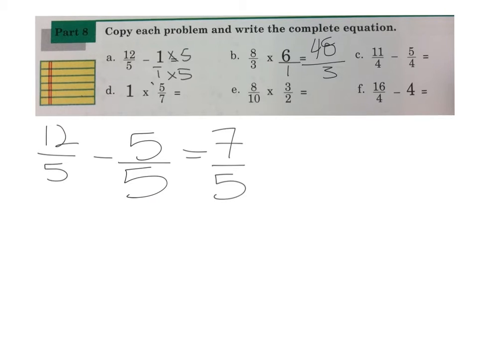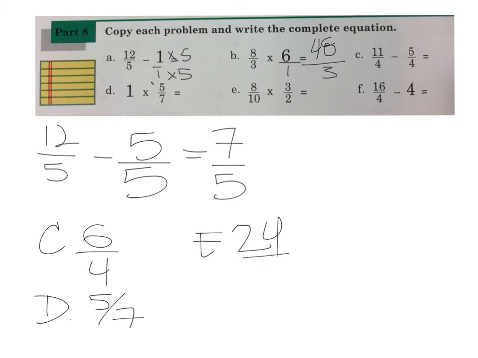Going back and reworking the problem and showing your work that you can get to the same answer, that's making a correction. All right, so for C, you're going to have 6 fourths. For D, you're going to get 5 sevenths. For E, you're going to have 24 twentieths. And for F, you're going to have 0 fourths. Okay, so go ahead and check your answers. If you need to, go back and rework the problems to show your work to get the same answer. So pause the video and then come back for the next section.